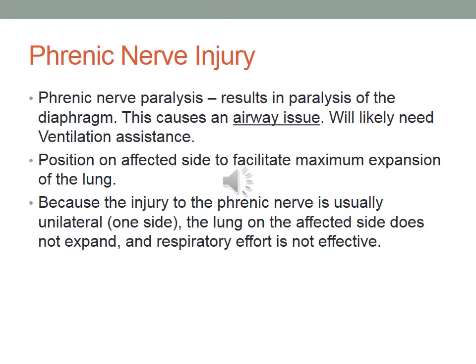Phrenic nerve injury. Phrenic nerve paralysis results in paralysis of the diaphragm. This may cause an airway issue, and the infant will likely need ventilation assistance. Position on the affected side to facilitate maximum expansion of the lung. Because the injury to the phrenic nerve is usually unilateral, meaning one side, the lung on the affected side does not expand, and respiratory effort is not effective.